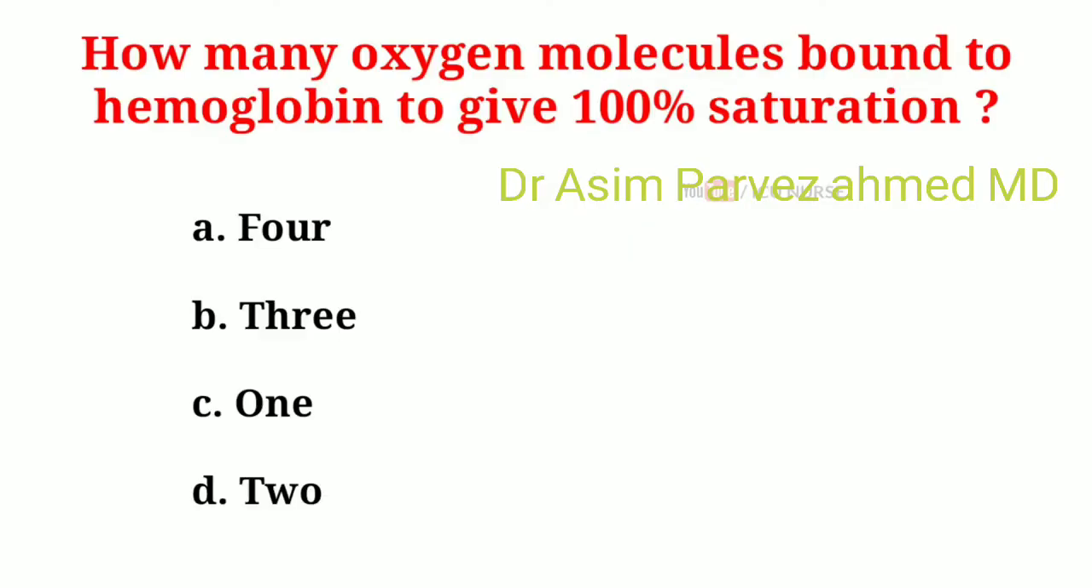How many oxygen molecules bound to hemoglobin to give 100% saturation? A. 4, B. 3, C. 1, D. 2. And the correct answer is A. 4.